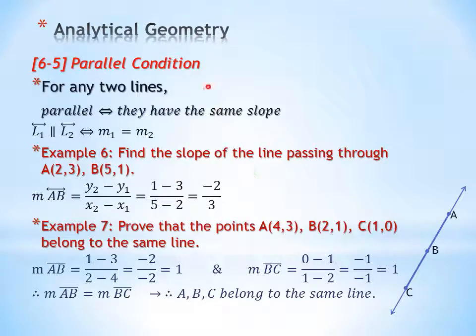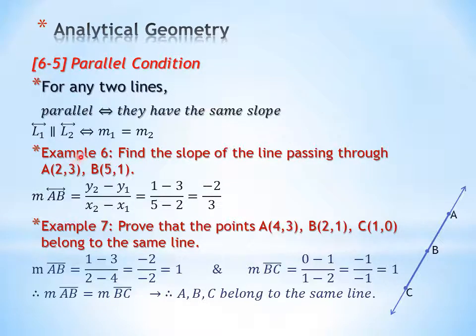Parallel condition. This is the second part of the lesson. If we have two lines and they are parallel, they will have the same slope. And if they have the same slope, then they are parallel. In symbols, L1 is parallel to L2 if and only if M1 equals M2. Now we will talk about the examples to understand all that we learned.